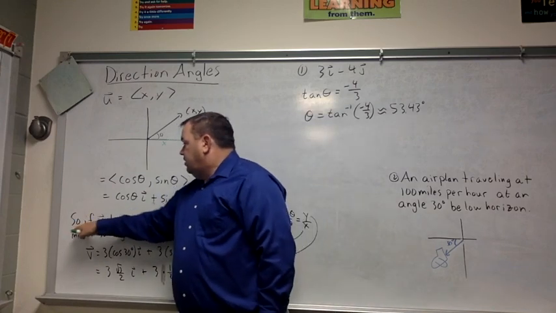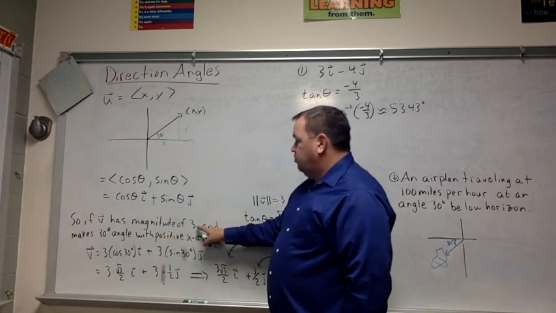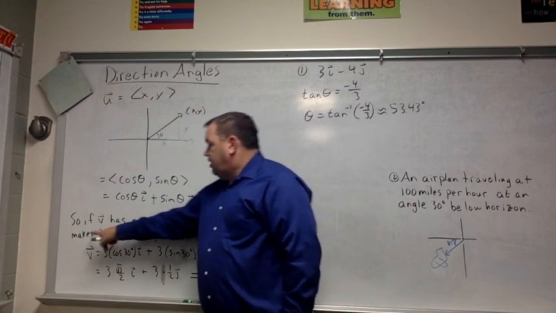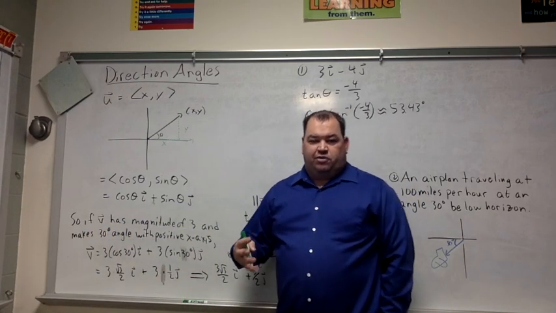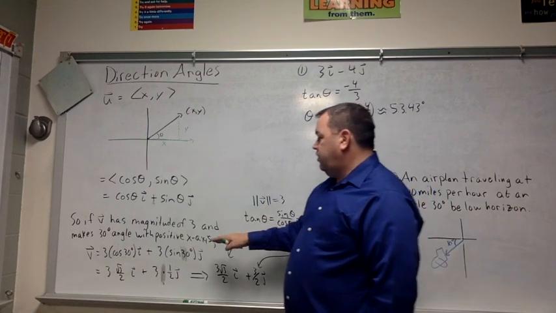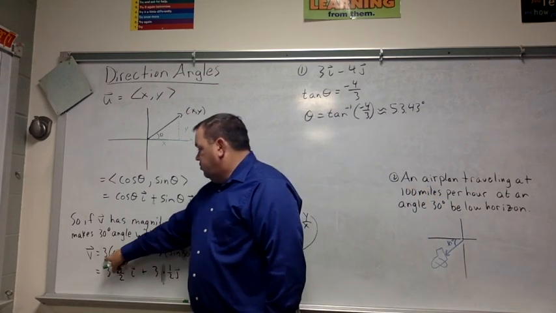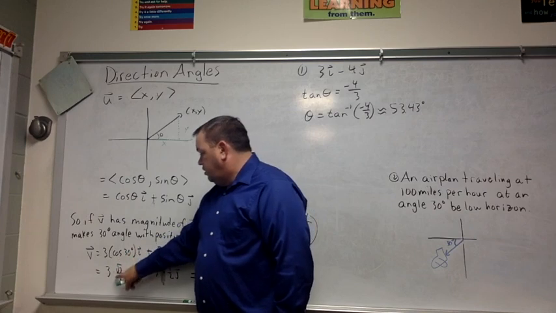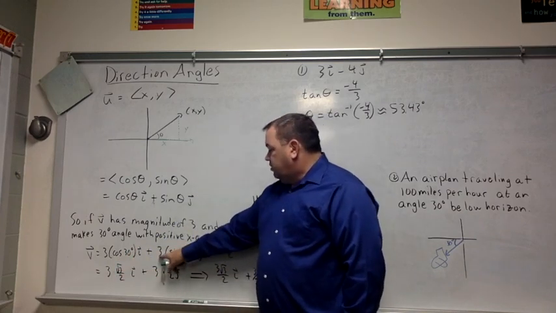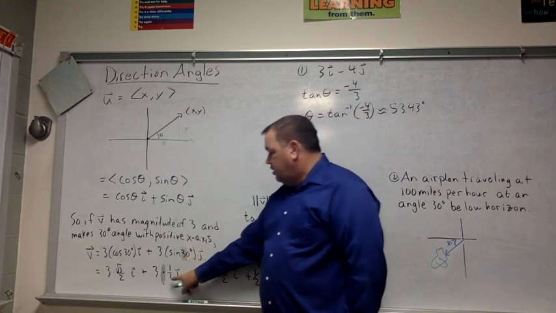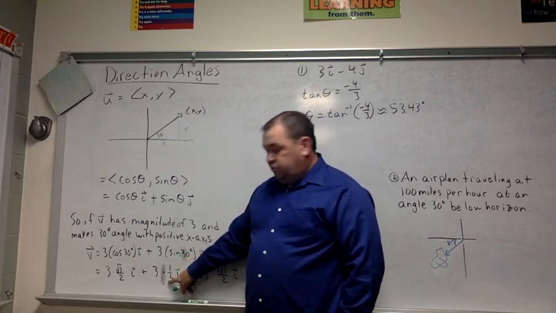So if we have an example here where vector v has a magnitude of 3, and this angle is a 30-degree angle, if I want to determine the components of this vector, I take the magnitude times the cosine of 30. That gives me the x direction. I take the magnitude times the sine of 30. That gives me the y direction.